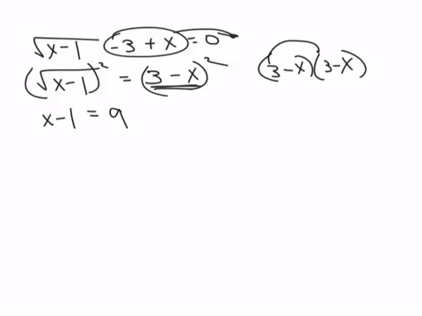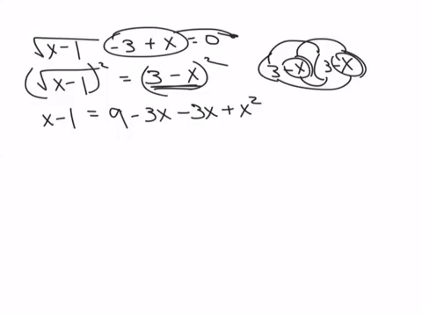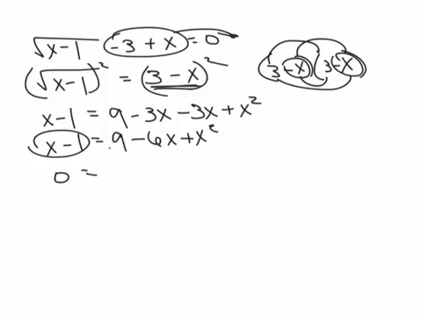First one gives me 9. Outside gives me negative 3x. Inside gives me negative 3x. Last gives me a positive x squared. X times x is x squared. Alright, so let's start combining. X minus 1 equals 9 minus 6x plus x squared. Let's move these over. So that's going to be a plus 1 and a minus x. So that gives me a 10 minus 7x plus x squared.